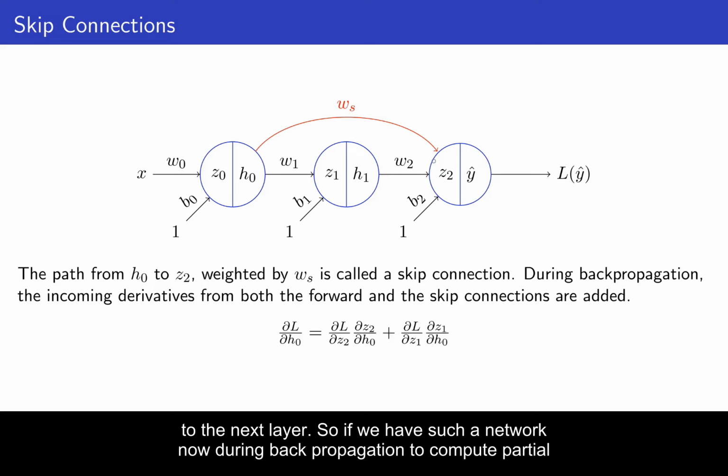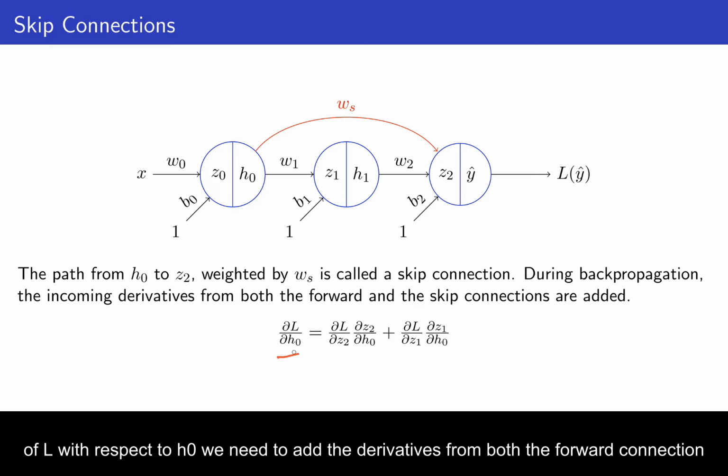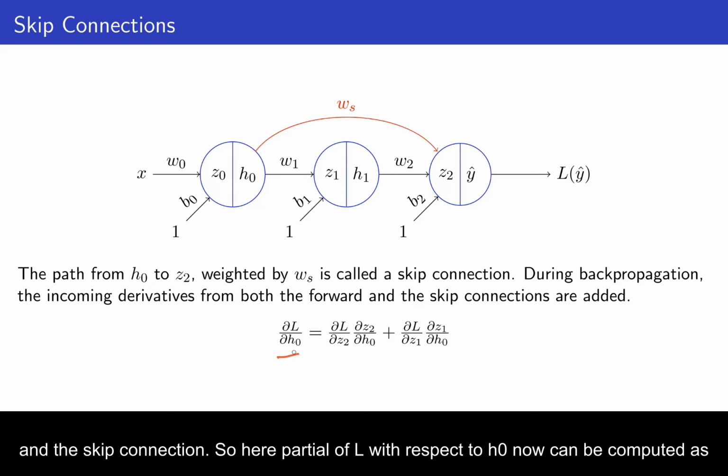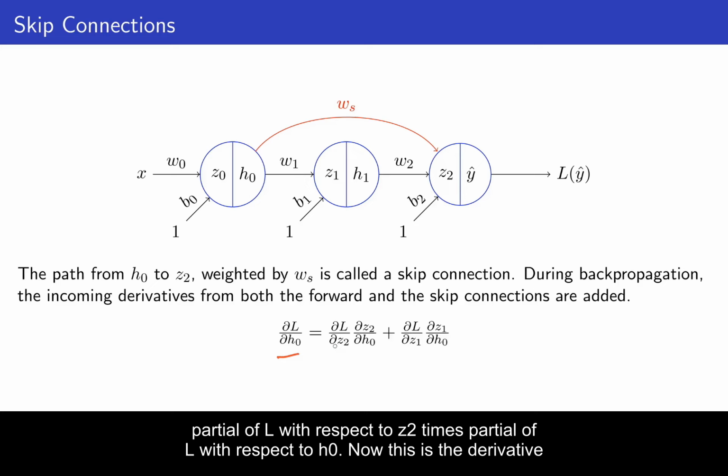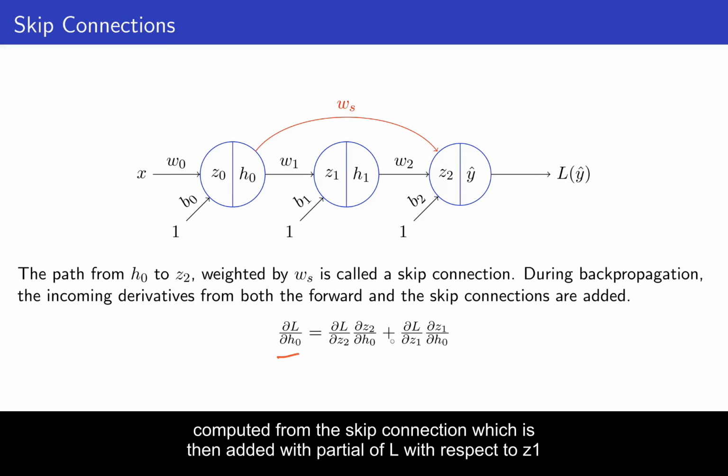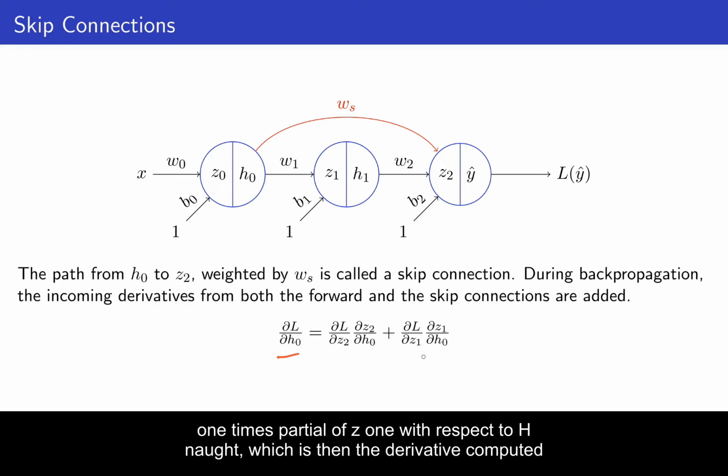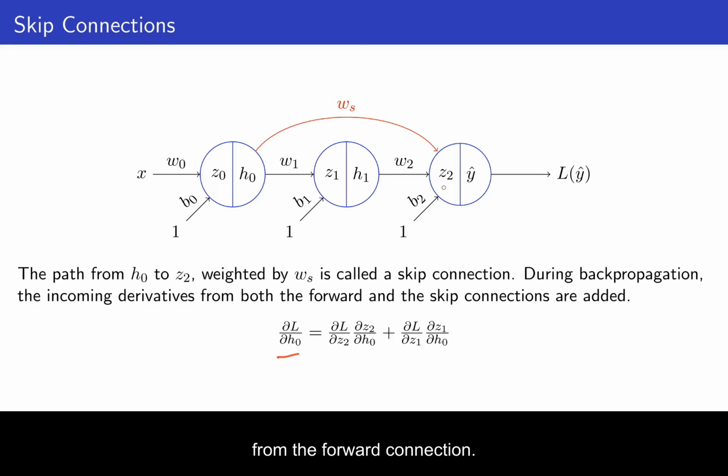So if we have such a network, now during backpropagation to compute partial of L with respect to H0, we need to add the derivatives from both the forward connection and the skip connection. So here partial of L with respect to H0 can be computed as partial of L with respect to Z2 times partial of Z2 with respect to H0. This is the derivative computed from the skip connection, which is then added with partial of L with respect to Z1 times partial of Z1 with respect to H0, which is the derivative computed from the forward connection.